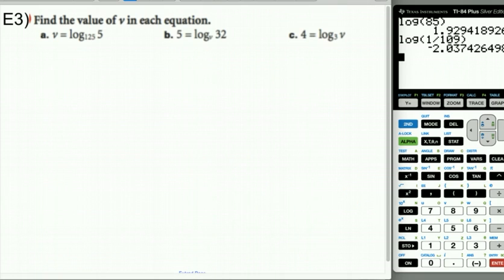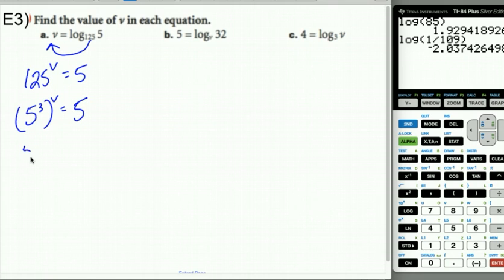All right, so in example 1, we're going to find the value of v in each equation. So most of the time, this is going to relate to rewriting things in exponential form because you can see these start in log form. So let's start with a. If I rewrite a in exponential form, I'm going to get 125 raised to the v equals 5. But here you need a little bit of extra knowledge, which is to know that 125 is a power of 5. It's 5 to the 3rd to the v equals 5. So 5 to the 3v equals 5 to the 1st, thus using that one-to-one property, 3v equals 1, v is 1/3.